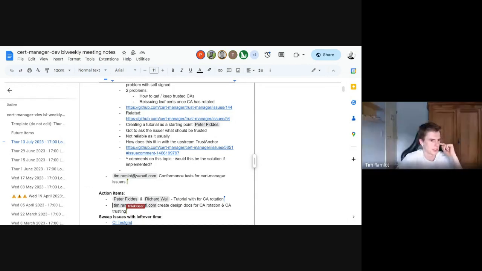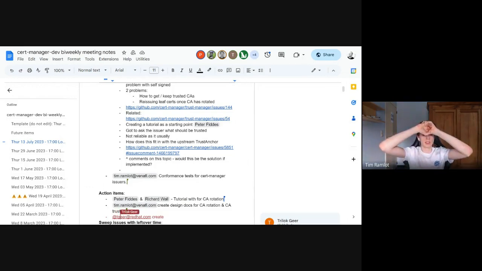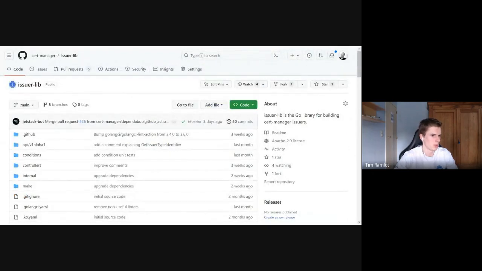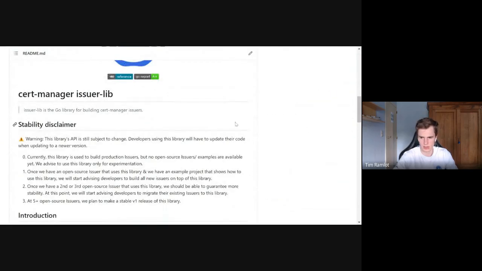Right. So the next item I would like to talk about is conformance tests for cert-manager issuers. As you might be aware, we put some time into creating this issuer library, which is basically a library that lets you easily create issuers for cert-manager. It's still being worked on, so the API is still changing, so it might break in the future. That's a disclaimer indeed.